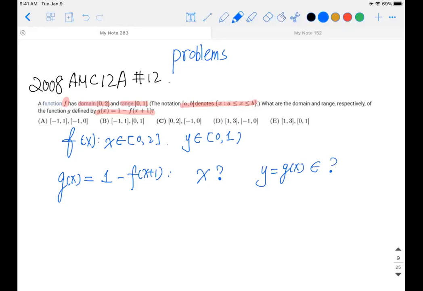A function f has a domain 0 to 2, has a range 0 to 1. With all this information, the question asks you to determine the domain and the range for a new function, g(x) = 1 - f(x + 1). How can we deal with such a problem? This is like a warm-up problem. So please, everyone, if you know the answer, try to type it into the group chat, and then we'll be able to see your answer.